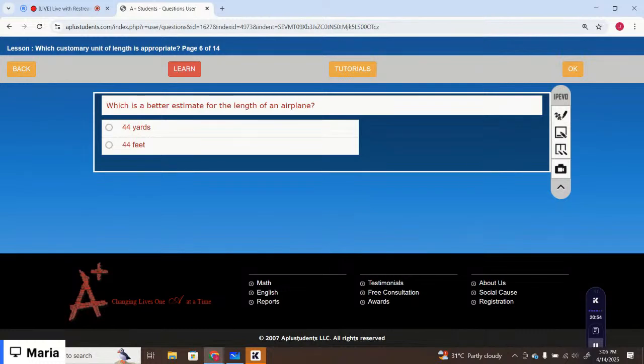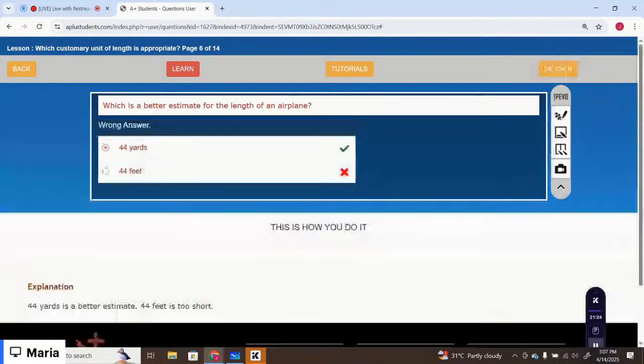Which is a better estimate for the length of an airplane? So which is the correct option, 44 yards or 44 feet? The correct option is 44 feet, because that is the length of an airplane. No, that is 44 yards.